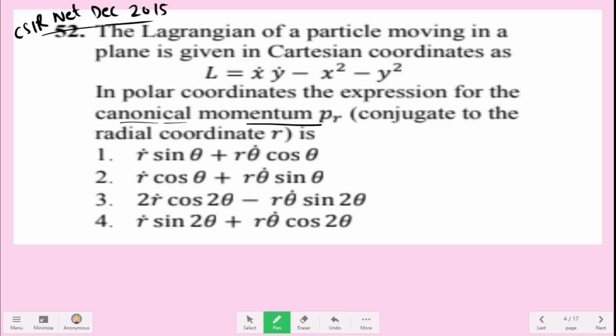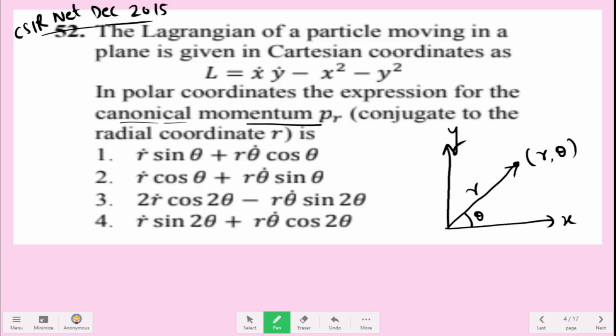I hope you know what polar coordinates are. In the plane polar coordinate system, which is a 2D coordinate system, to represent the position of a particle or a point, we use the radial distance from the pole or the origin. It is called r. And the angle measured from the positive x-axis is called theta. So to represent the position of a particle, we can use these coordinates r and theta, and they are related to the Cartesian coordinates by the relations x is equal to r cos theta and y is equal to r sin theta.